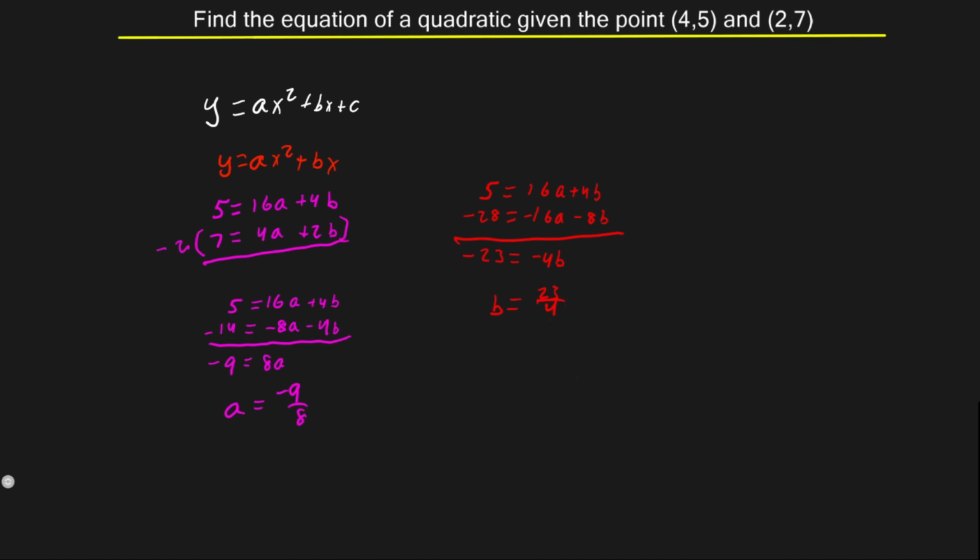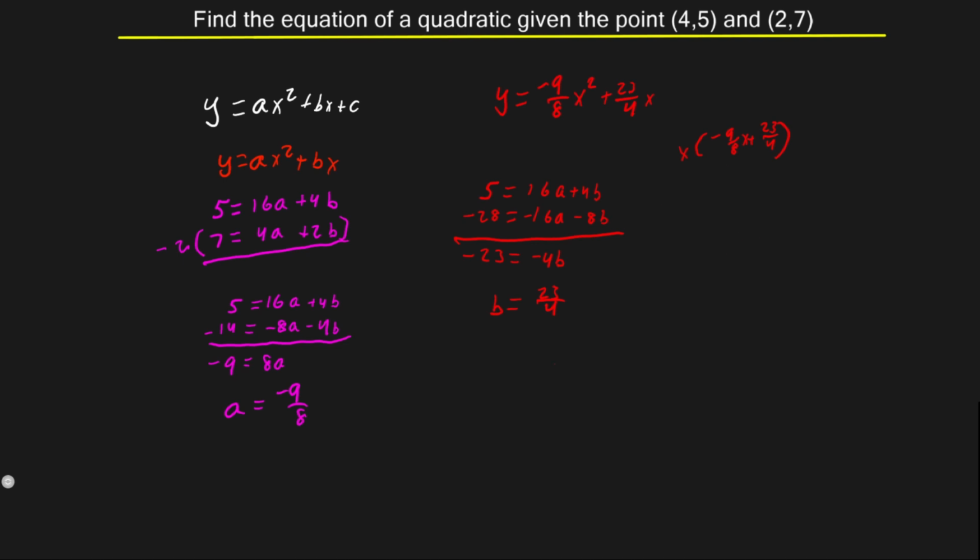And we want to go ahead and verify that it crosses through one of these points. And to do so, we're going to use our equation that we have now, which is y is equal to -9 over 8 x squared plus 23 divided by 4 x, which we can just factor out to be x times (-9 over 8 x plus 23 over 4).